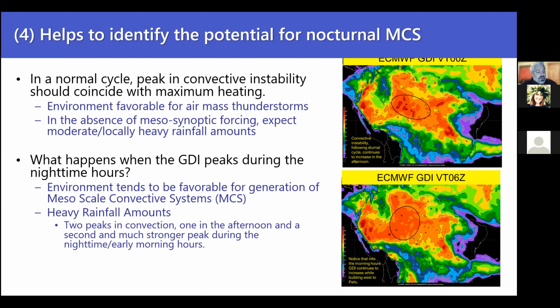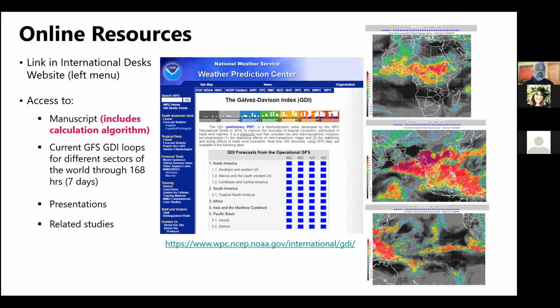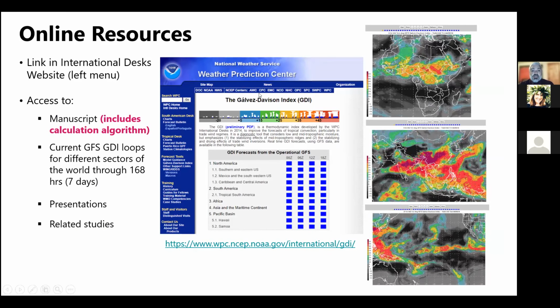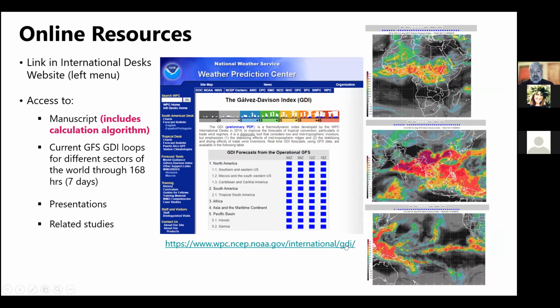I don't want to take more time, as there is another presentation coming. So, some online resources. This is our main website from the WPC International Desk. You have a link to the GDI here. This is the GDI website.